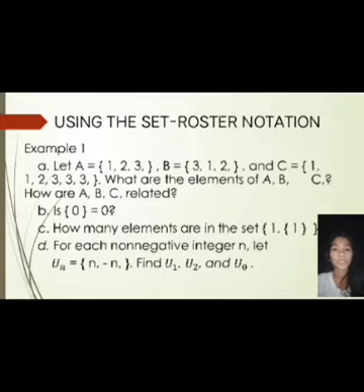B. Is the set containing 0 equal to 0? C. How many elements are in the set containing 1 and the set containing 1? D. For each non-negative integer n, let U sub n be equal to the set containing n and negative n. Find U sub 1, U sub 2, and U sub 0.